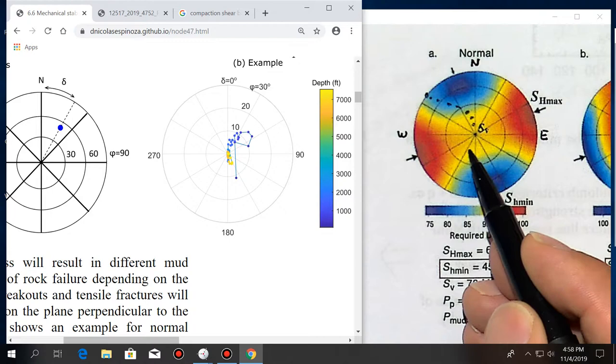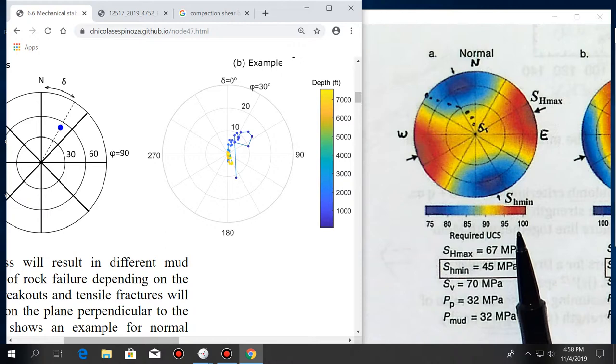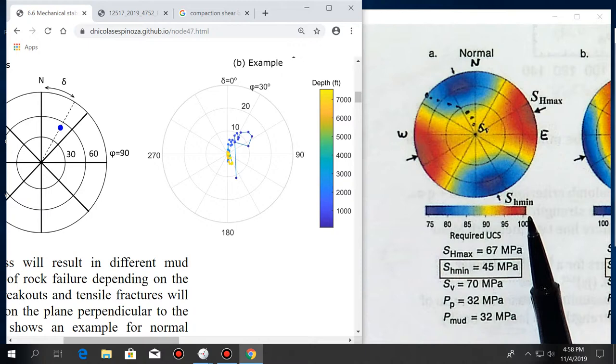And on top of that, we have this surface, which is telling us what is the minimum required unconfined compression strength so that the wellbore would not fail. Alternatively, for example, today, what Professor Zimmerman was plotting is what will be the minimum required pressure so that the wellbore doesn't collapse, which is just changing a little bit the equation.